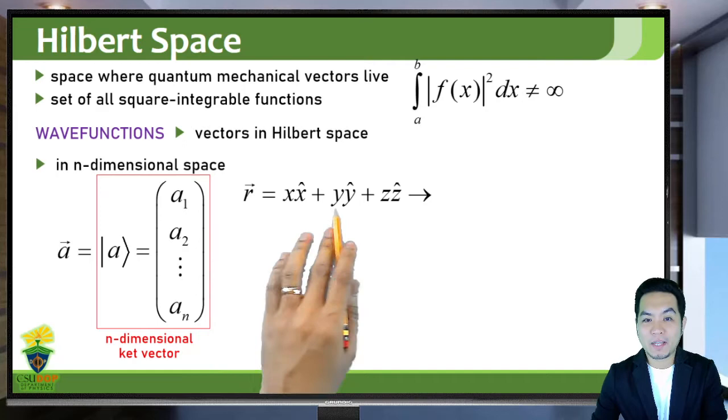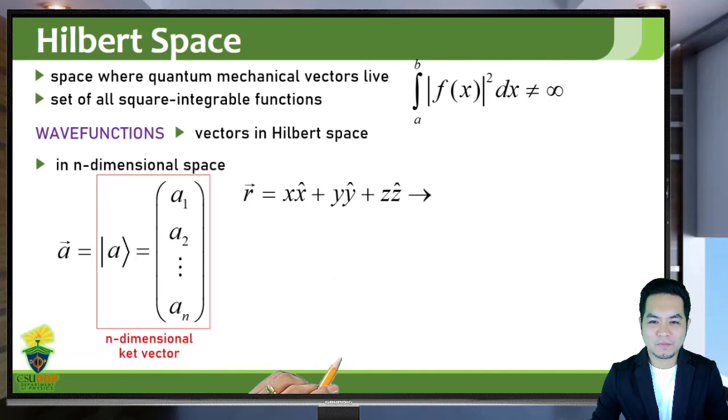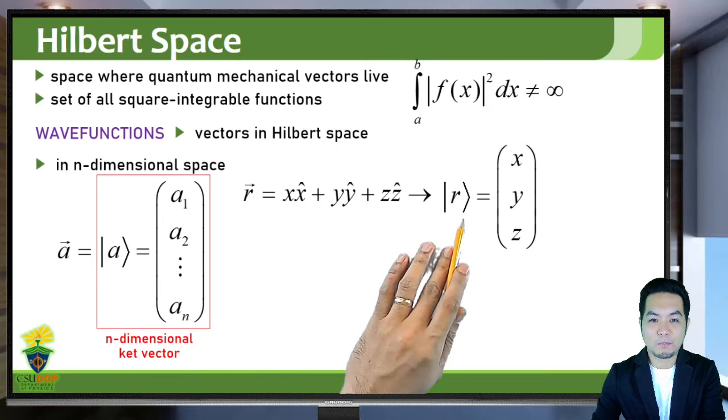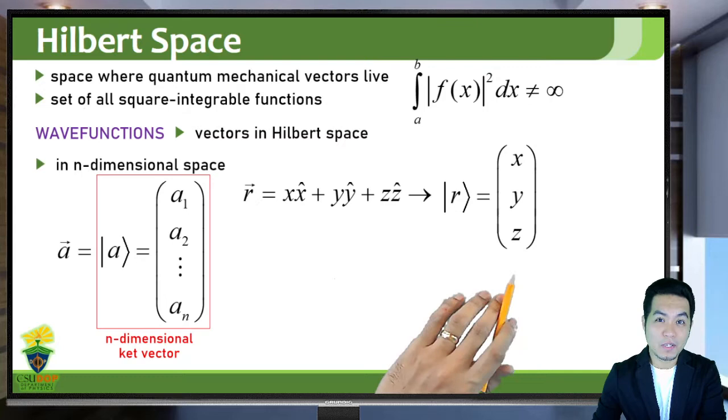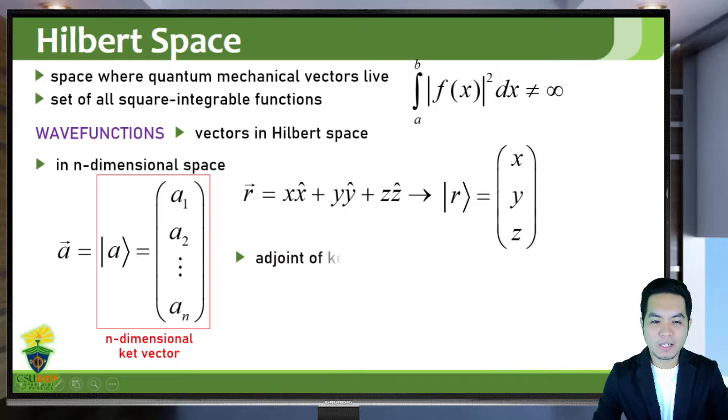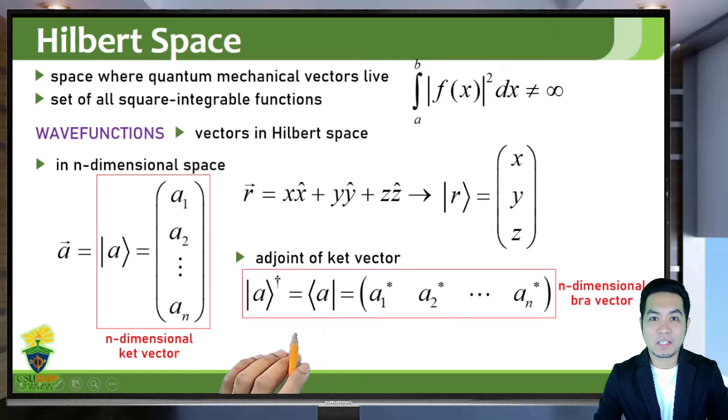So we can actually write these position vectors in terms of the ket notation like this. This is your position vector. And it's represented by this column matrix with elements x, y, and z, which represent the x, y, and z components of your vector. If you take the adjoint of a ket vector, or adjoint of a column matrix, you will get the bra. So this is now the n-dimensional bra vector.